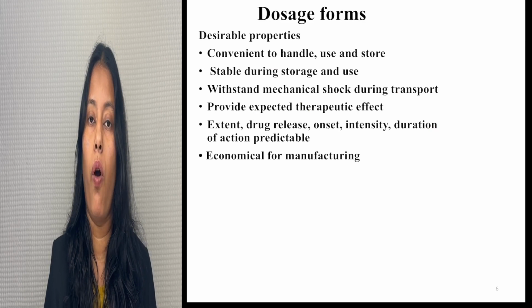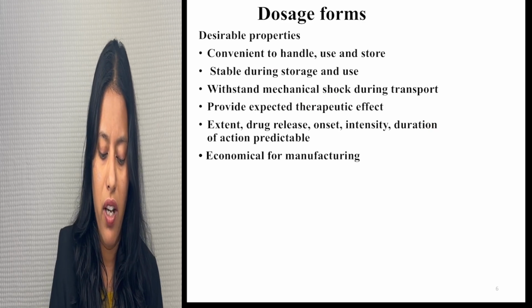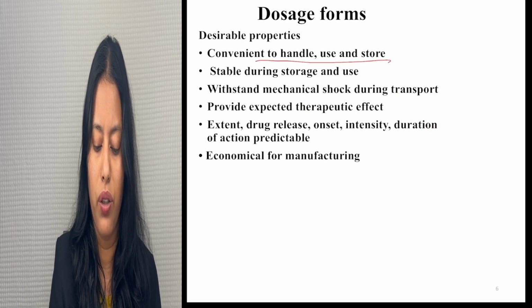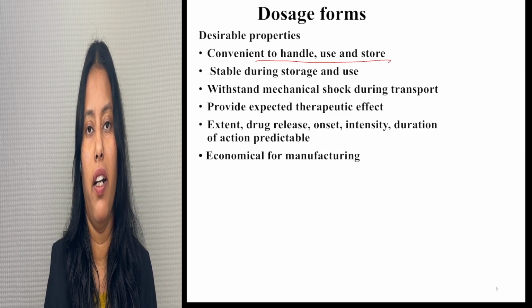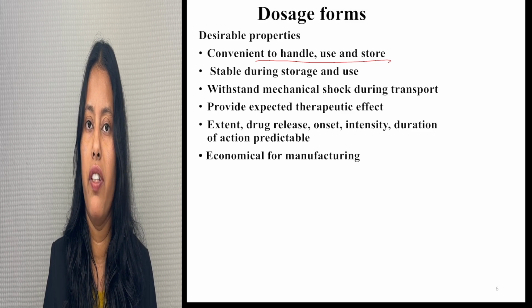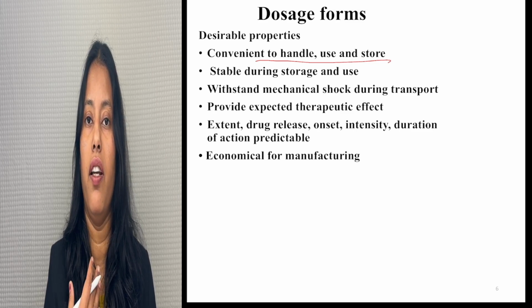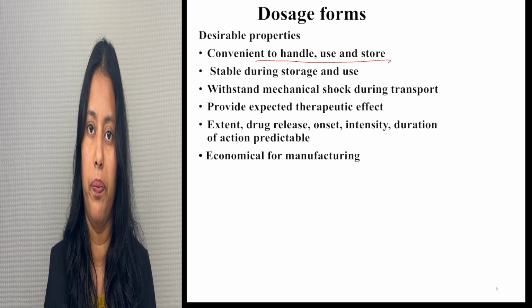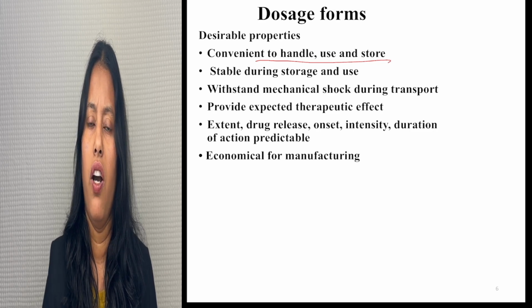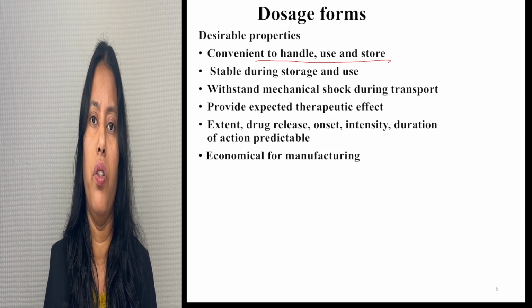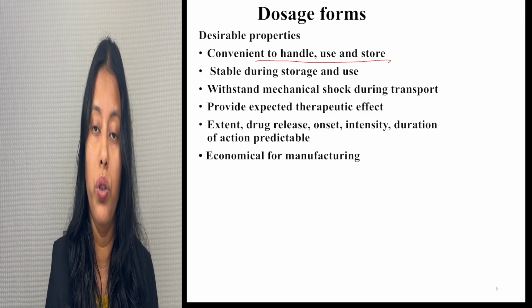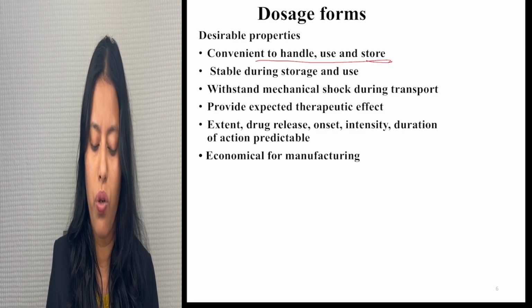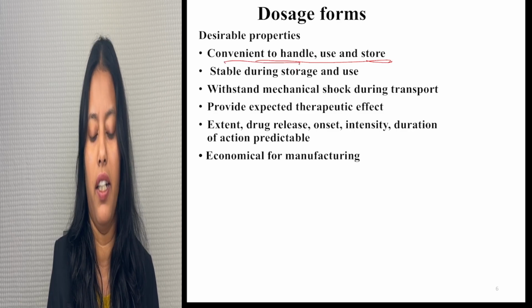Now, what are the desired properties of the dosage form? So first, it is convenient to handle, use, and store. So it should be convenient to handle. The tablet which you prepare should be of sufficient size so that it is not very difficult to swallow. Okay, for a child or elderly patient, it is very difficult to swallow big size tablets. So it is easy to use, then easy to store and convenient to handle.